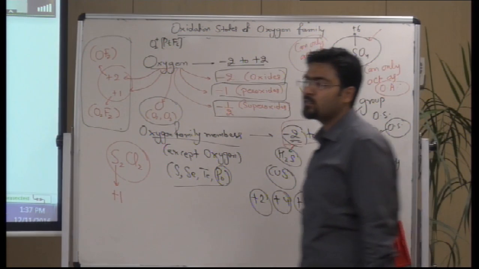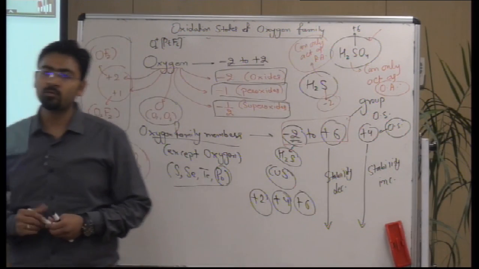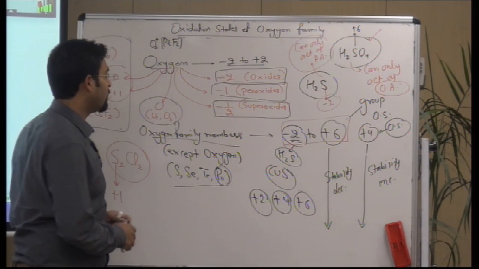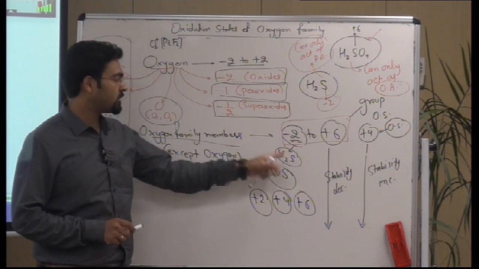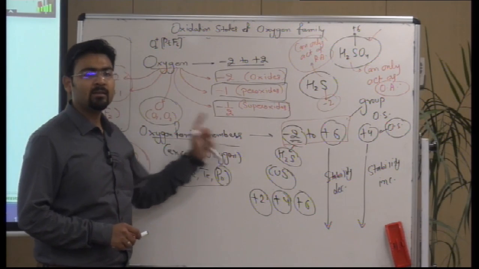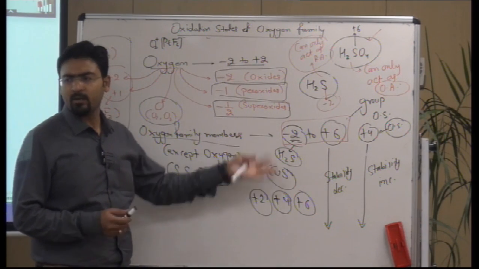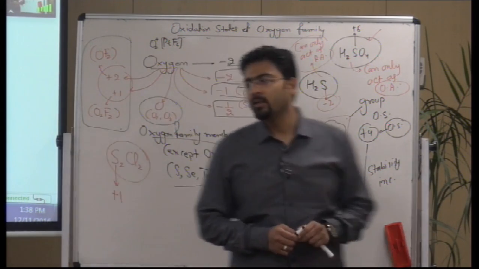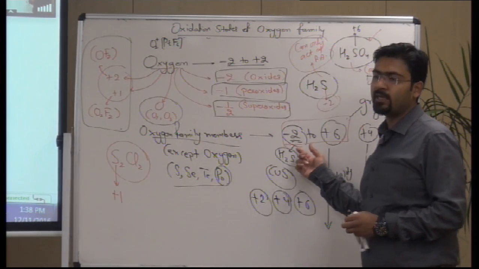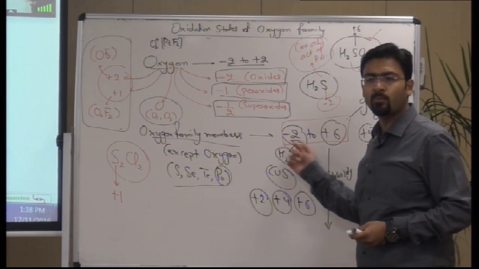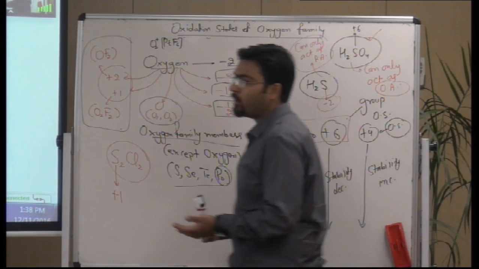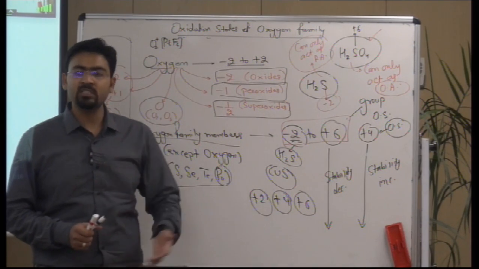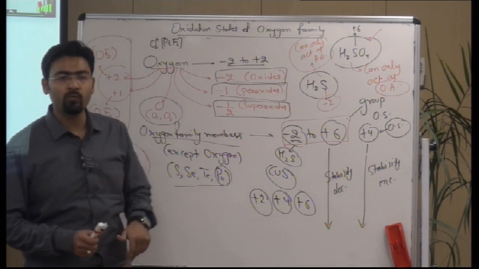So what is the range of oxidation state in the nitrogen family? Very similar kind of range. What is the range? -3 to +5. Perfect. So the range of oxidation state in nitrogen family members is -3 to +5. So they cannot have any compound in which the element of the nitrogen family has an oxidation state higher than +5 or lower than -3.